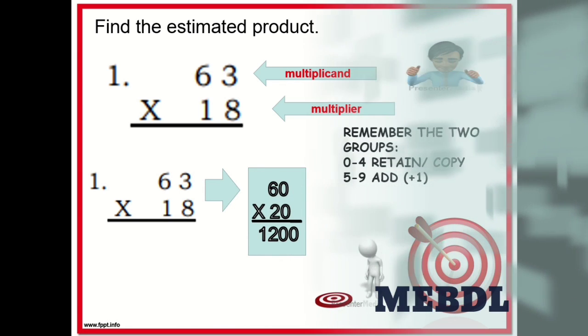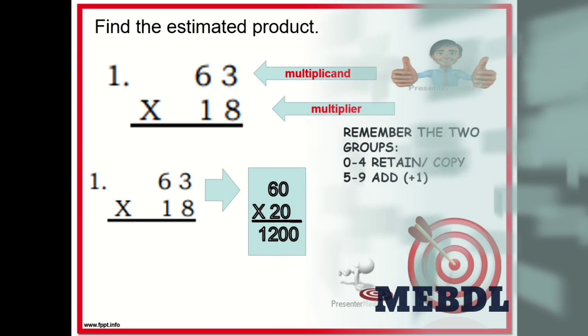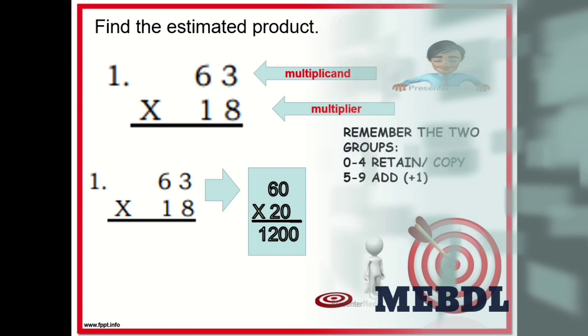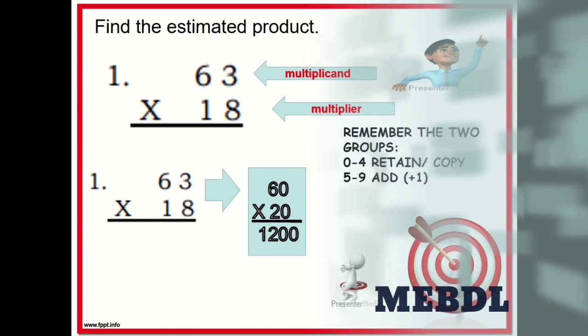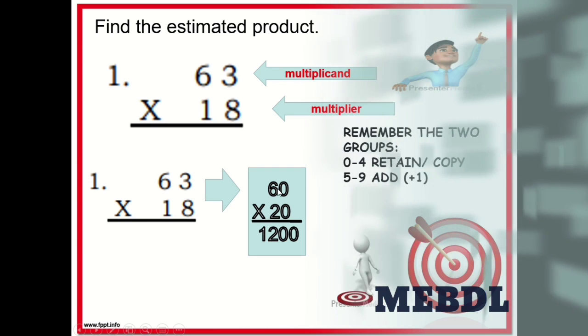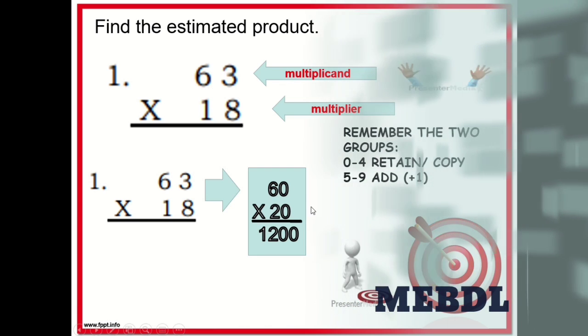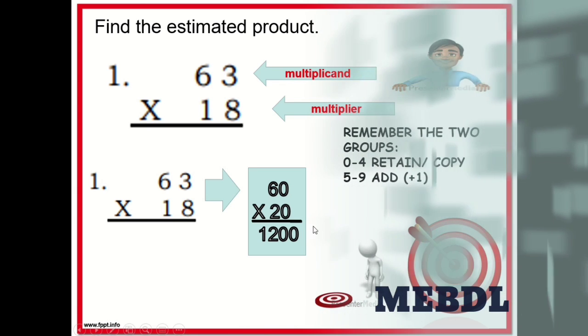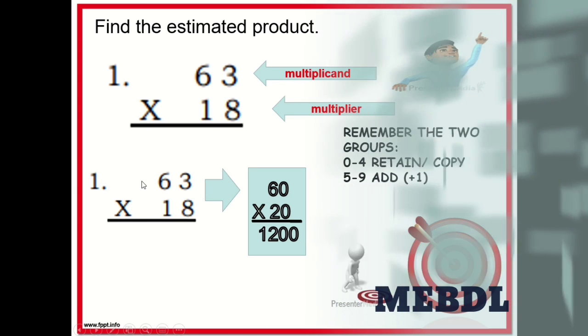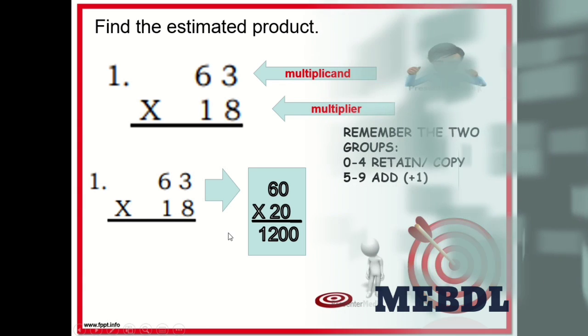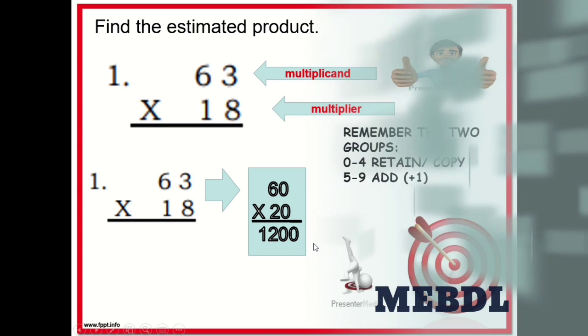63 becomes 60, 18 becomes 20. Multiply the non-zero digits. In this case, we have 6 and 2. 6 times 2 is equal to 12. Copy the zeros to the product. So 63 times 18, the estimated product is 1,200.